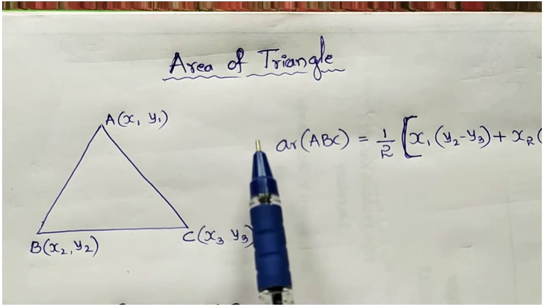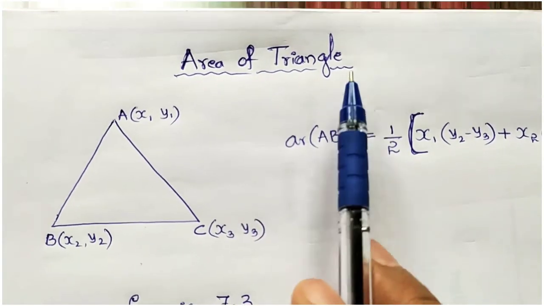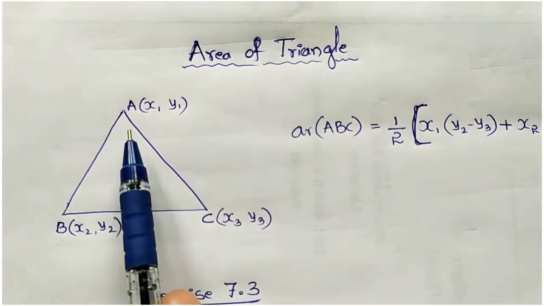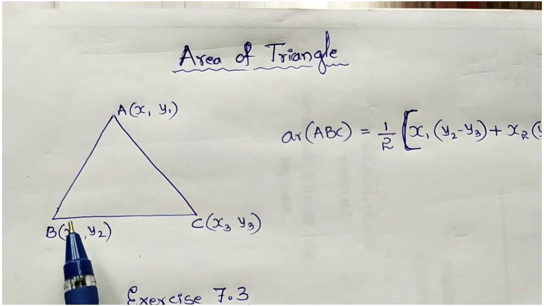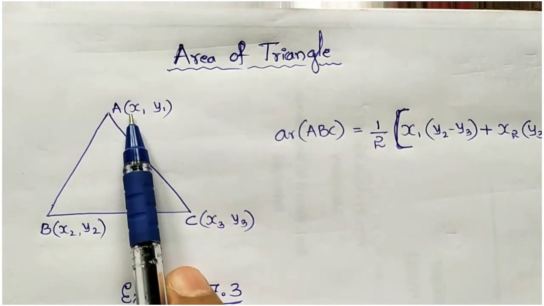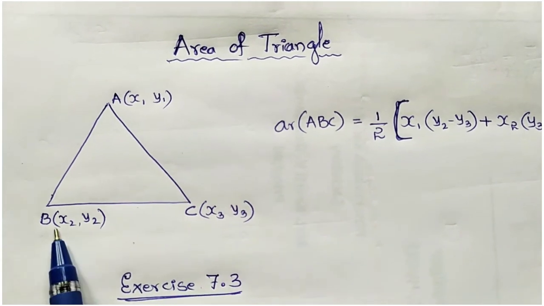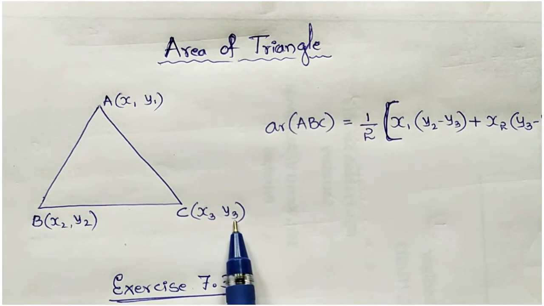Hello students, today we are going to learn a new concept, that is area of triangle when the vertices are given along with the coordinates. So here I am taking the triangle ABC with coordinates of A x1 y1, coordinates of B x2 y2, coordinates of C are x3 y3.